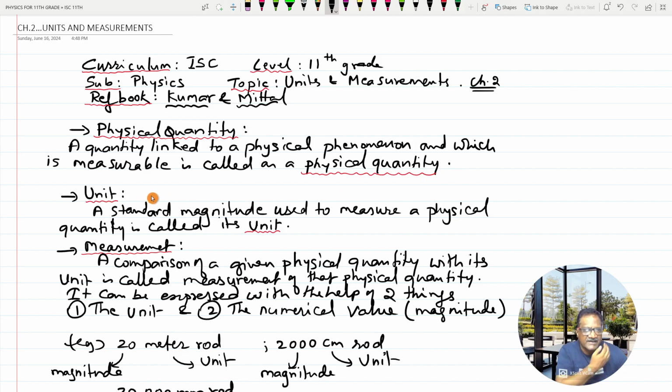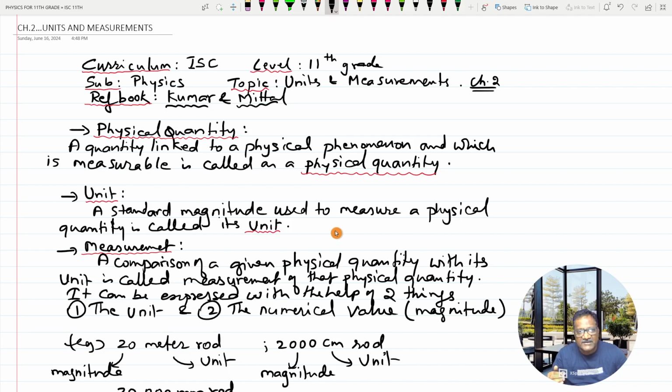What is the definition of unit? Let us see what is unit. Now, a standard magnitude used to measure a physical quantity is called its unit. So once you know that you have something called a physical quantity, then you should have some standard magnitude which should be used to measure that physical quantity. For example, suppose mass is a physical quantity, and to measure the mass, if you want some standard magnitude, then kilogram can be considered as a standard magnitude, or gram can be considered as a standard magnitude. Okay, so these are standard magnitudes.